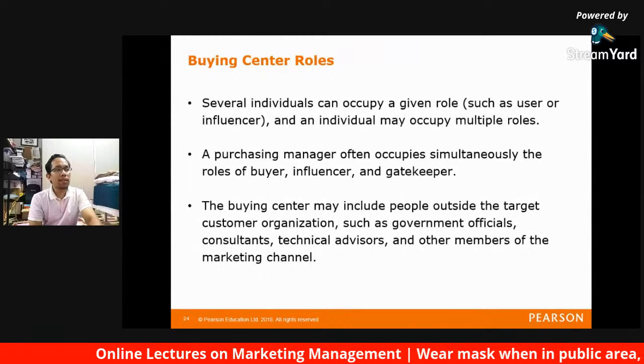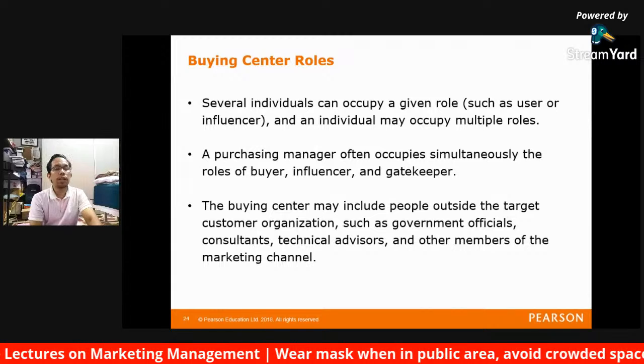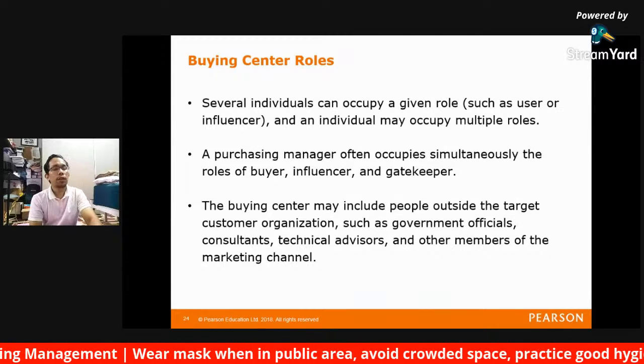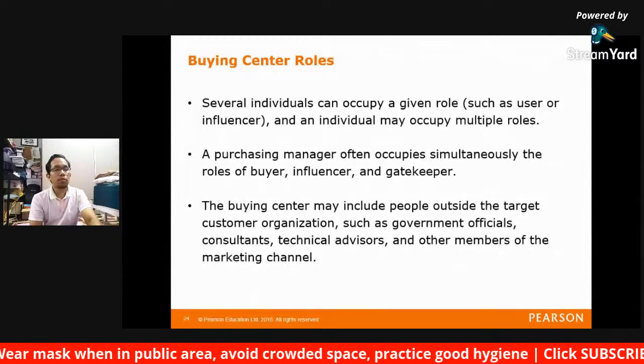The buying center roles: several individuals can occupy a given role, such as user or influencer.